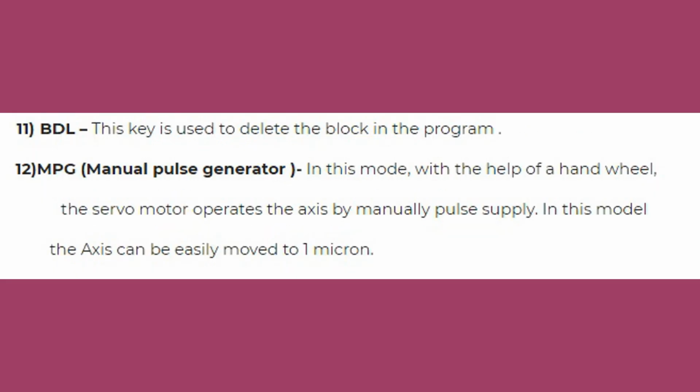Number 21. BDT key. This key is used to skip the block in the program. Number 22. MPG key, manual pulse generator. In this mode, with the help of a handwheel, the servo motor operates the axis by manual pulse supply. In this mode, the axis can be easily moved by 1 micron.